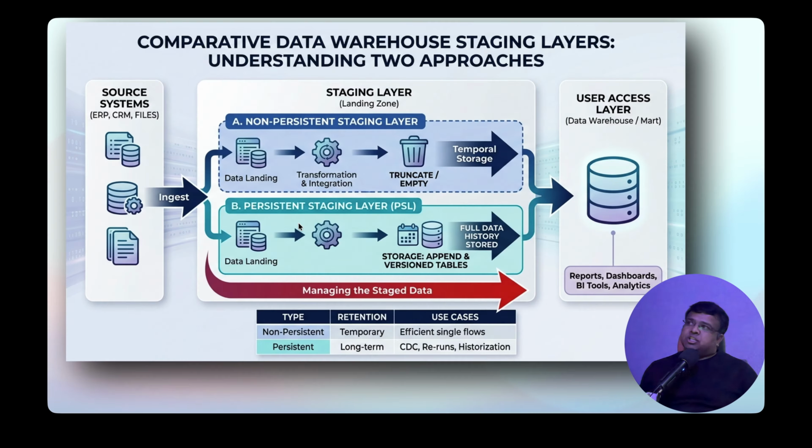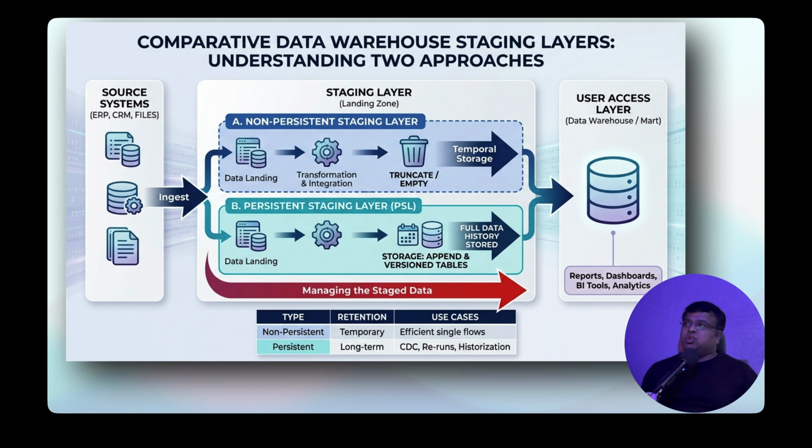Now, I briefly mentioned earlier that there are two different kinds of staging layer that you can use in a data warehouse. So let us properly understand what they are and how they differ. Remember, when you look inside a data warehouse, even in a centralized setup, there are multiple layers working together behind the scenes. One of the most important is the staging layer, which basically acts as a temporary landing zone for incoming data. Data first arrives here from the source system, gets cleaned, transformed, and integrated, and then finally moves into the user access layer where reports and analytics happen.